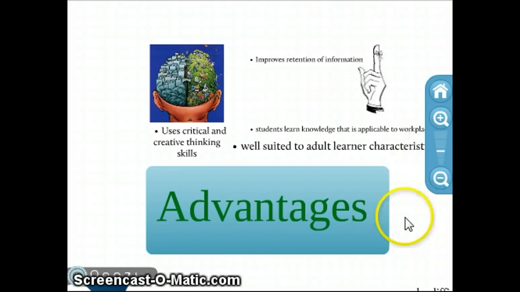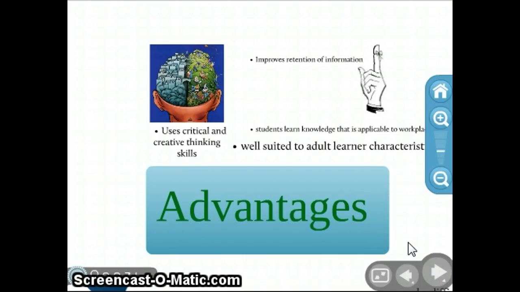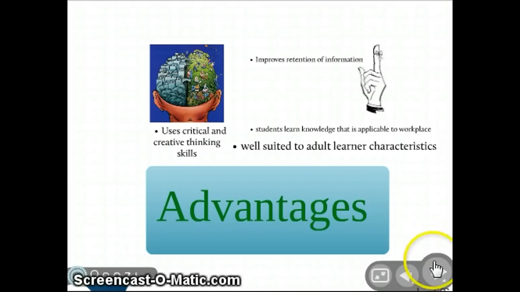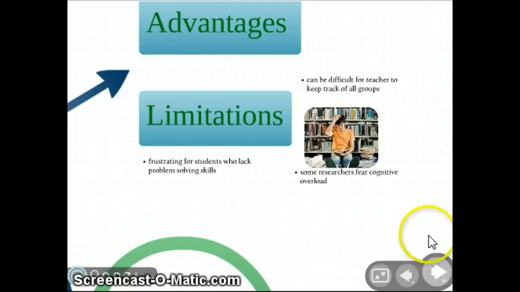Also, this strategy is well suited to adult learner characteristics. We have learned lots of times in this course that adult learners are very self-directed and pragmatic, so a strategy that lets them really choose their own directions and make practical solutions to problems is fantastic. As well, problem-based learning uses both critical and creative thinking skills, as students define the boundaries of a problem, brainstorm, craft, and test solutions. It really uses a lot of parts of their brains and many, many skills at once.